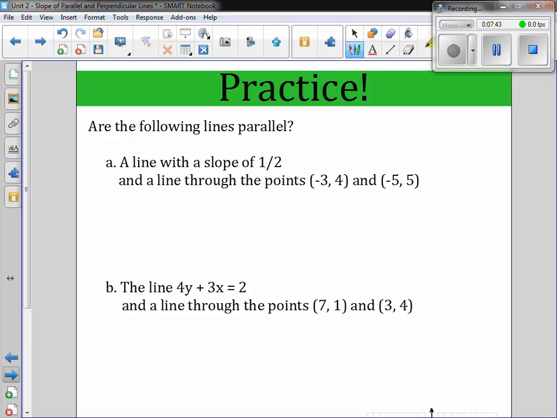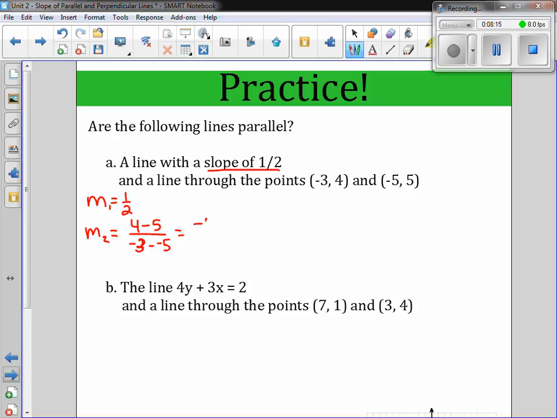So we want to know if the following lines are parallel. Our first example gives us a known value of a slope equaling 1/2. So we want to show that the slope of line 2 is also equal to 1/2, but we need to find that by using the slope formula of y1 minus y2 divided by x1 minus x2.